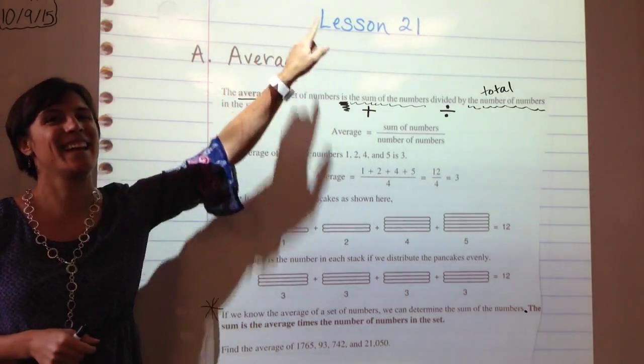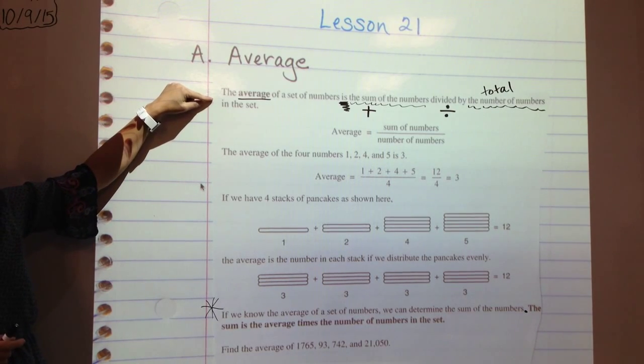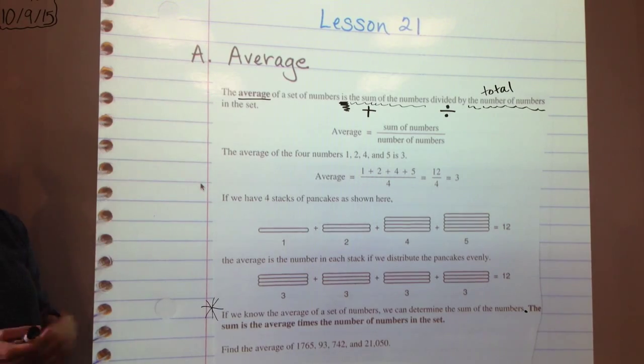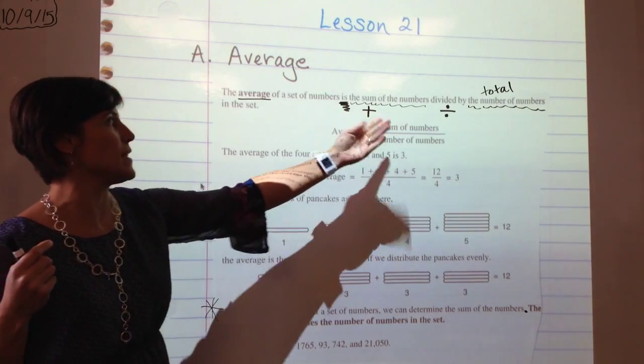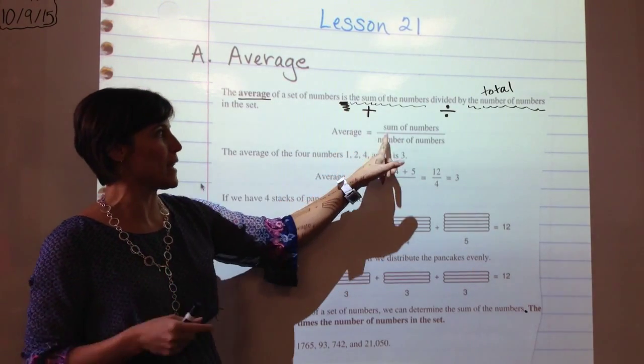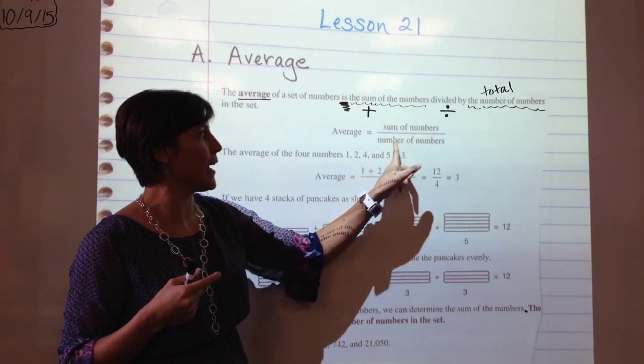Lesson 21. Average. The average of a set of numbers is the sum of the numbers divided by the total number of numbers in the set. And here is an example of the sentence that was just read. This is more mathematically. The sum of the numbers is on top, you add them all up, and then you divide by the number of numbers.